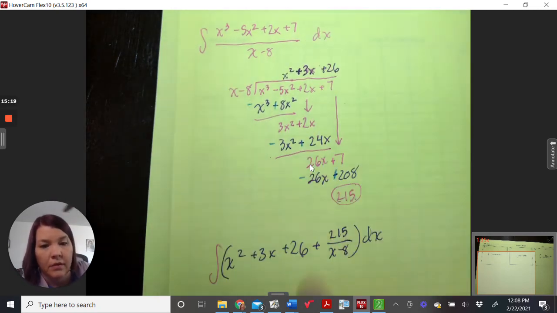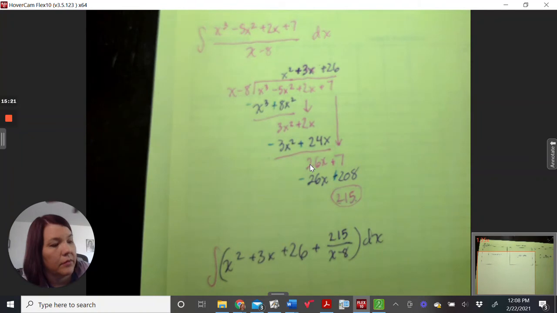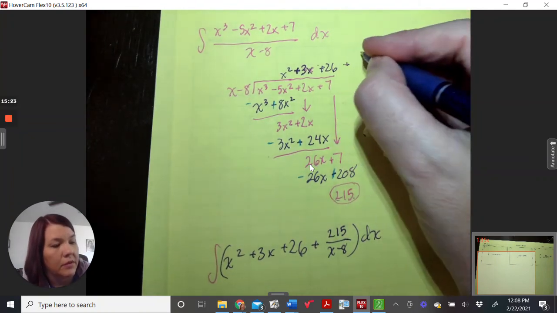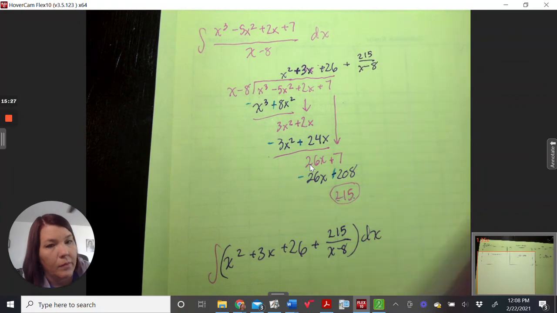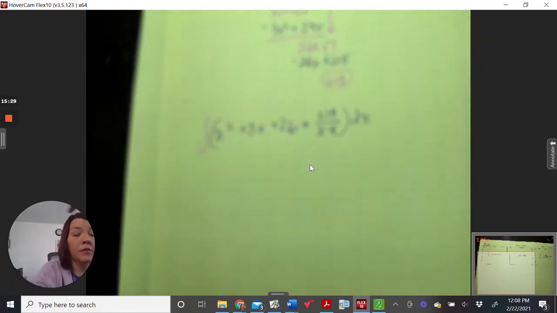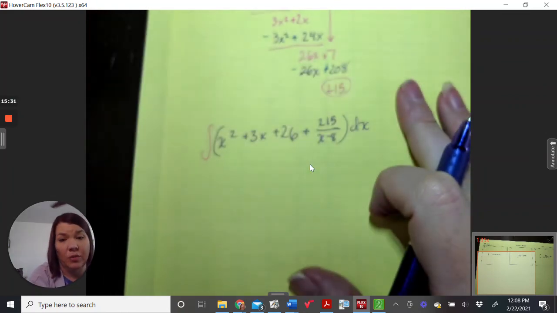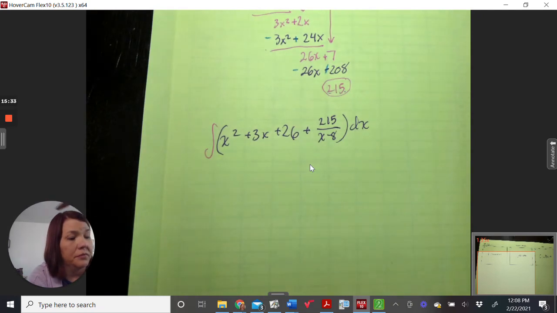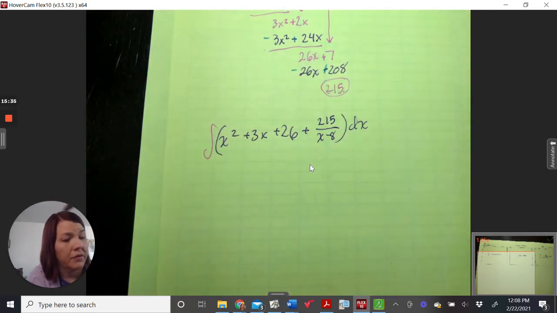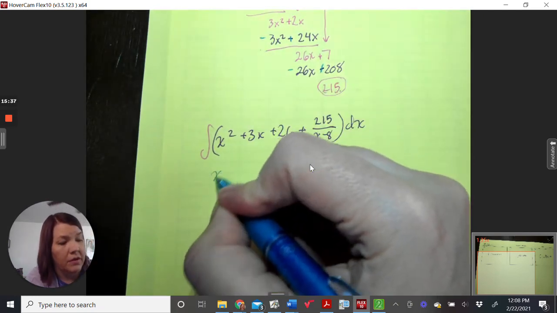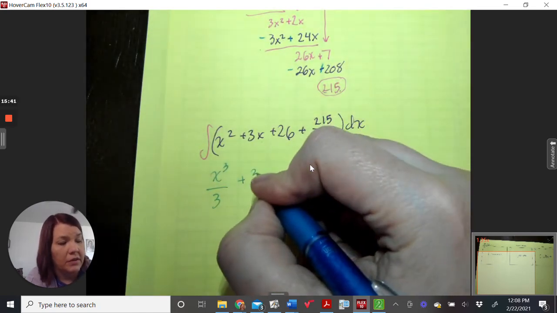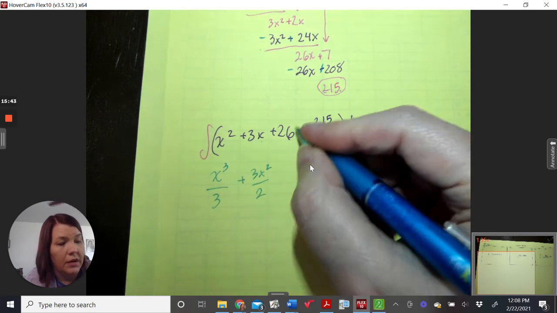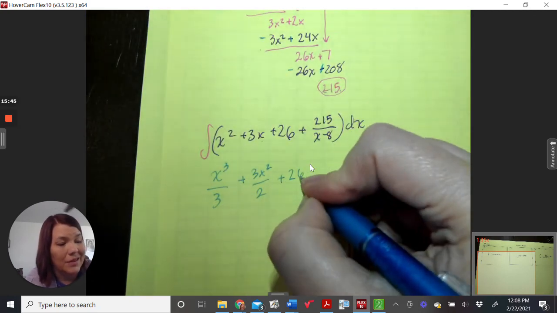Antiderivatives. Antiderivative of x squared is x cubed divided by 3. Antiderivative of 3x is 3x squared divided by 2. Antiderivative of 26 is 26x. Antiderivative of that crazy fraction is the constant times the natural log of the absolute value of x minus 8, plus C, which is why I did not do endpoints on this one. There you go. There you have it.